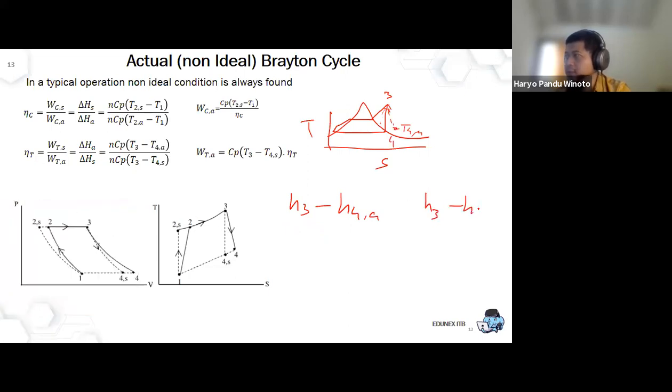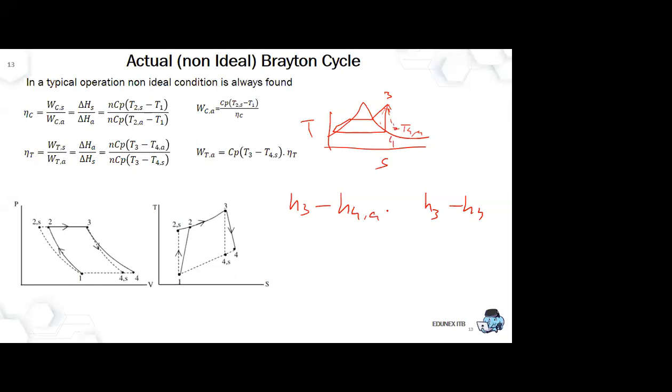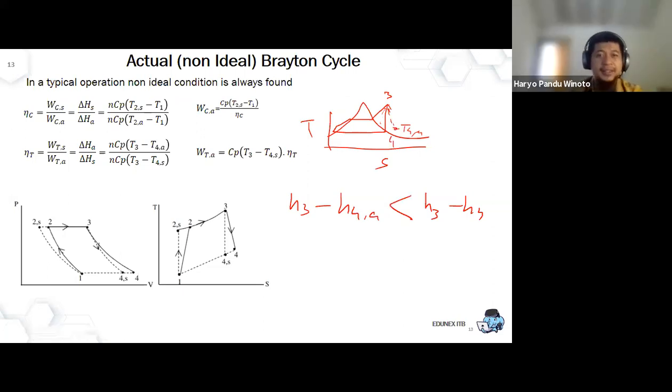H3 minus H4 isentropic, which one is bigger, the left side or the right side? The right side. Yes, this one is bigger, because not all the energy is getting extracted when we have less isentropic efficiency in there. And it's always the same for any cycle. So let me zoom it for you.